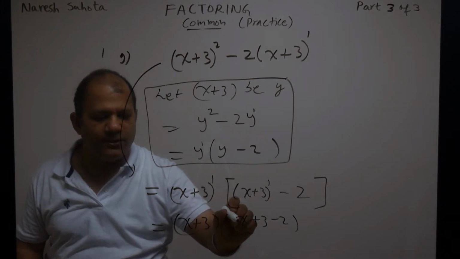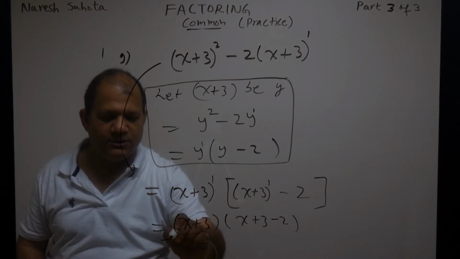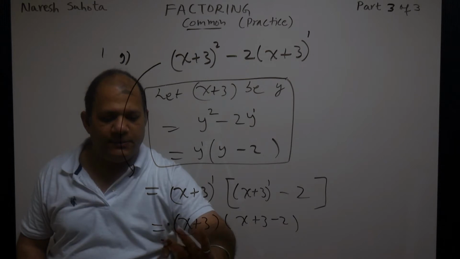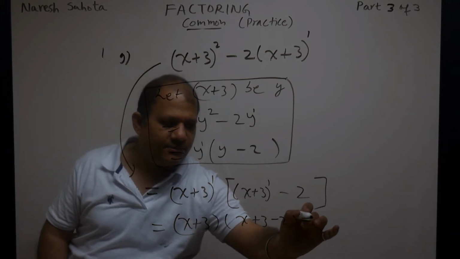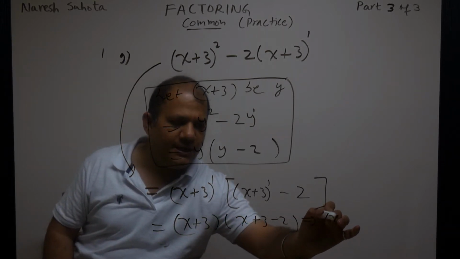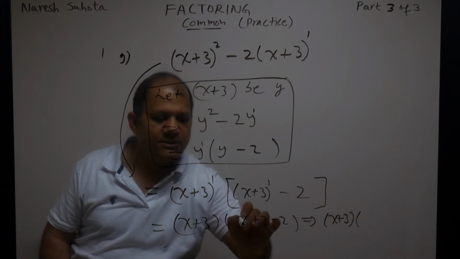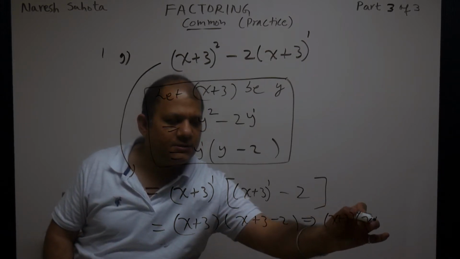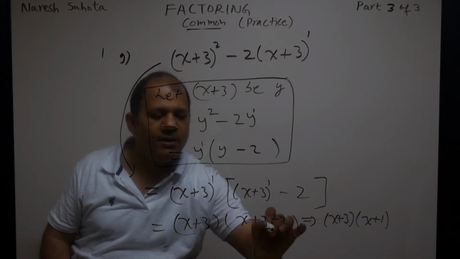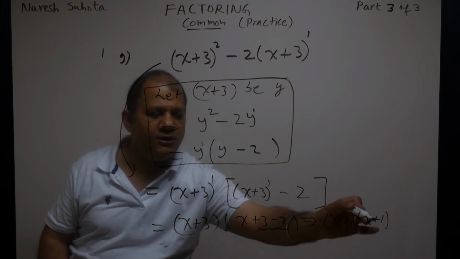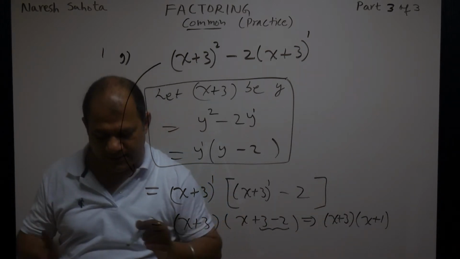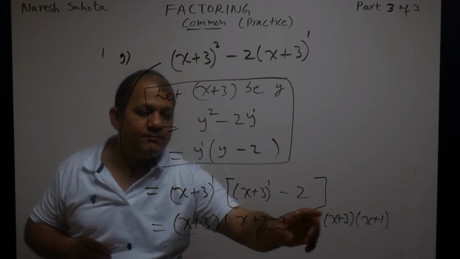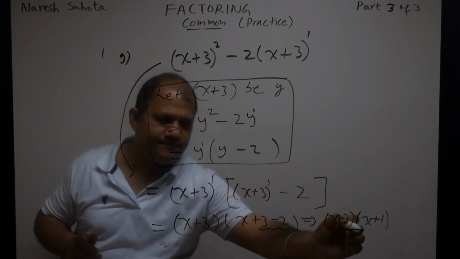I can go one step further and simplify this. Not sure if you'll be able to see this, but this will become x plus 3 times x plus 1, right? So I can combine 3 and 2. 3 take away 2 is 1. So this simplifies to x plus 1. So that's the final answer.